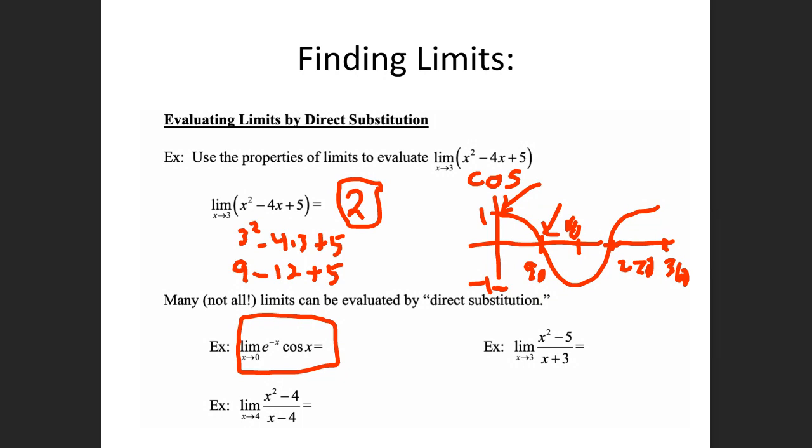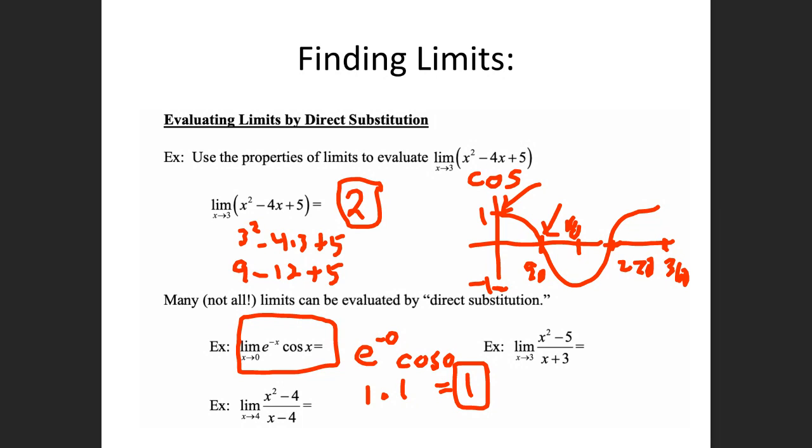So now, in this problem, what is the limit as x approaches 0? I would plug 0 in there. What is anything to the 0 power? 1 is correct. And what is the cosine of 0? Well, if I look at my graph, it looks like 1. That's my answer. The limit as x approaches 0 of e to the negative x cosine of x is equal to 1.